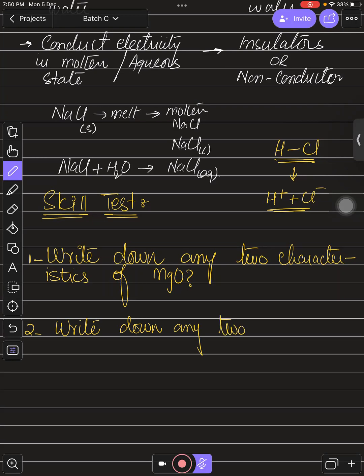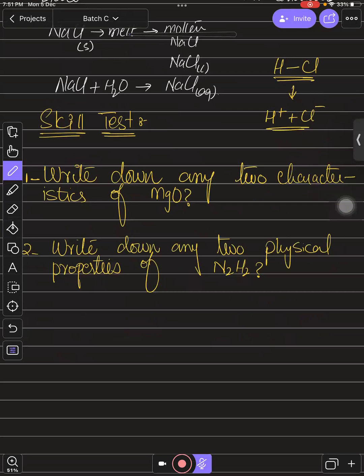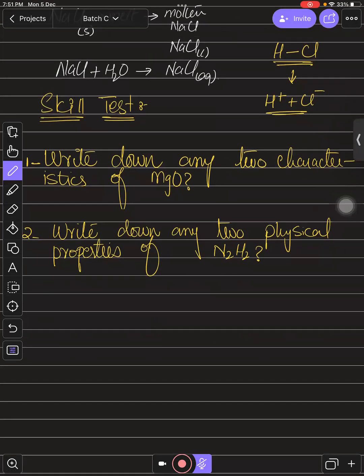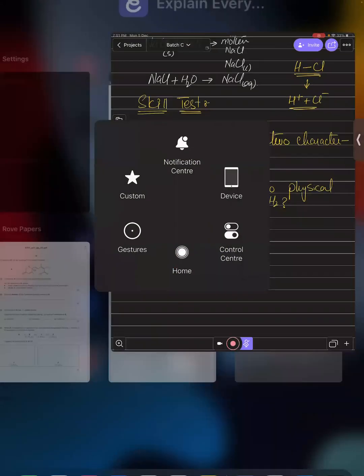like oxygen gas. या हम कुछ और कर लेते हैं, ऑक्सीजन तो बहुत आसान हो जाएगी. Write down any 2 physical properties of, just talk about N2H2, ठीक है ना? N2H2 के बारे में बात कर लेते हैं. जी बेटे. सर कैरेक्टरिस्टिक भी फिजिकल प्रॉपर्टी में काउंट होगी या फिर क्या? हाँ, characteristics means physical properties, right? The same thing.